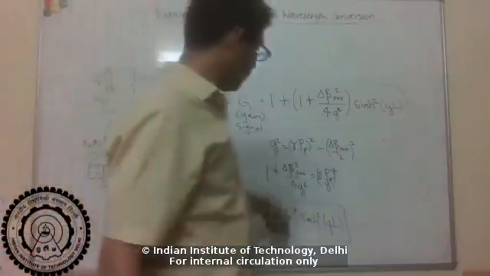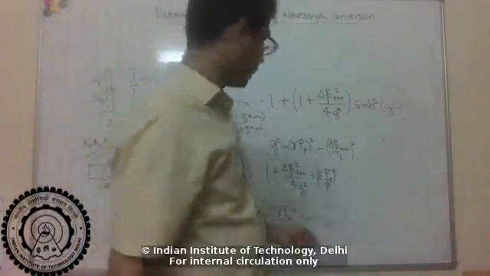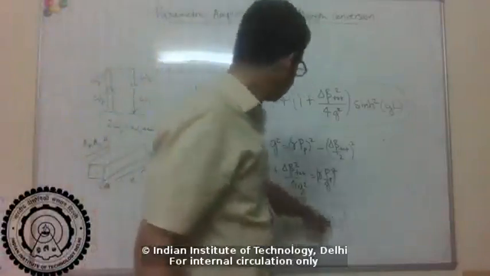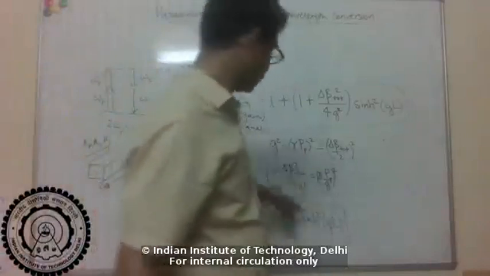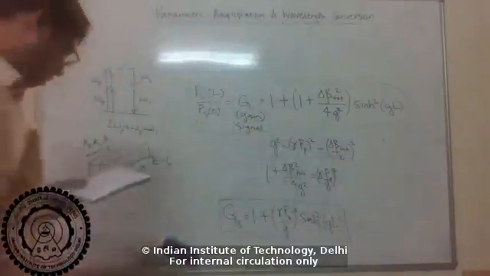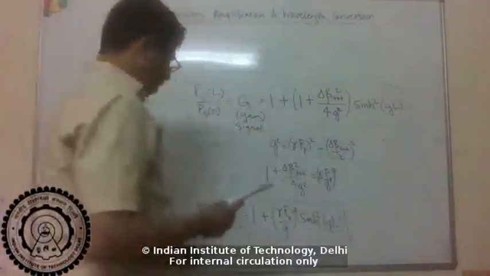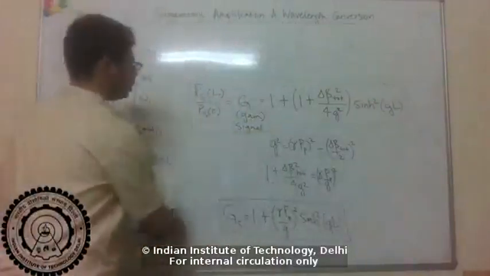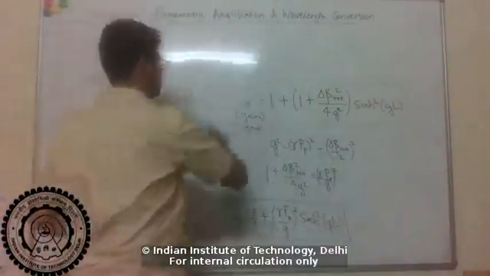And the gain scales very non-linearly. Of course there is a p square here, but also G has pump power, so it scales in a very non-linear manner. Similarly, we can calculate the output idler power.